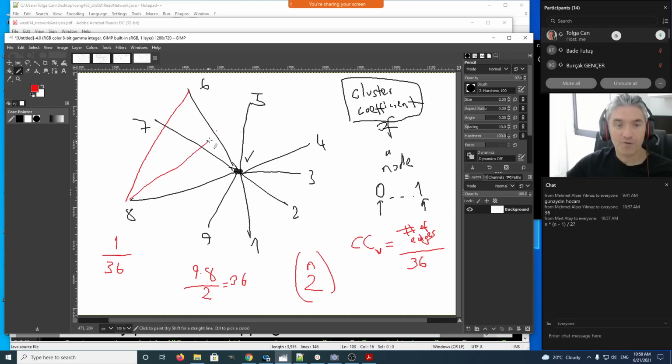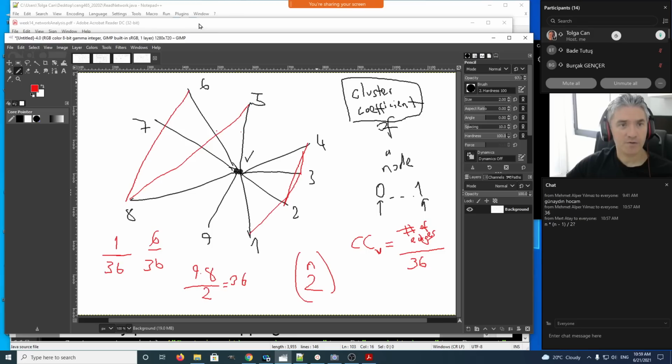The clustering coefficient only considers the edges between the neighbors, for example, like this, and 1, 2, 3, 4, 5, 6. If there are 6 edges present, then it will be 6 divided by 36, which is 1 over 6, the clustering coefficient. The more your neighborhood is connected, the larger your clustering coefficient is. So the main idea was to start with nodes and compute the clustering coefficient for all of them.